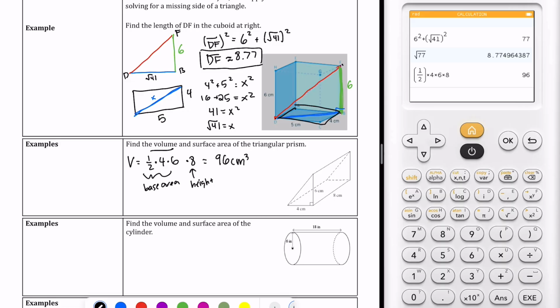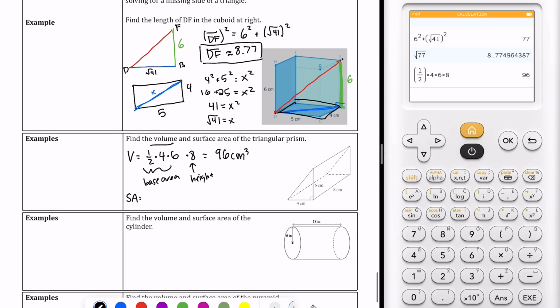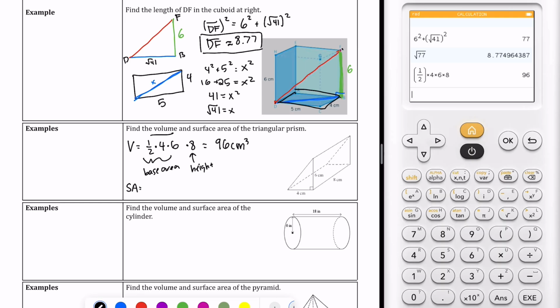All right, and so next for surface area, we have 2 bases here. So we have 2 times our base area, which will now be 2 times 1/2 times 4 times 6, or really just 4 times 6, because the 2 and the 1/2 would cancel out. So that represents 2 of these.